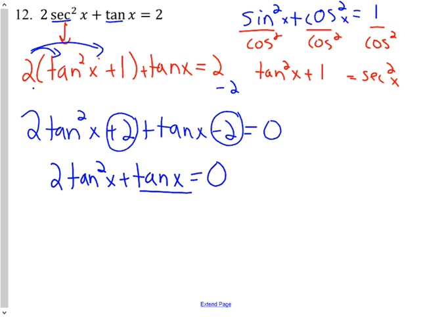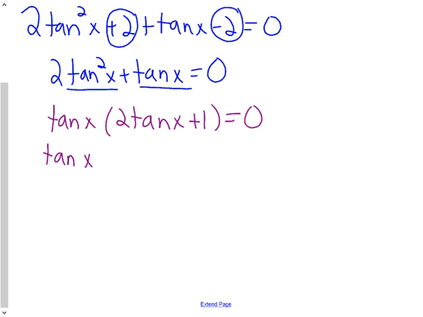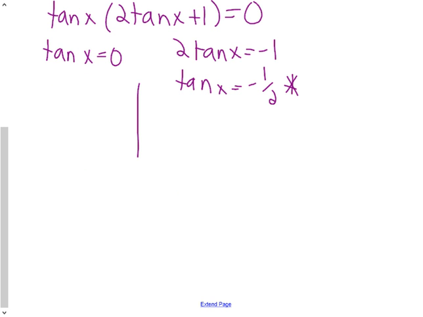They both have a tangent of x. So factoring that out by the greatest common factor, we get tangent of x times 2 tangent of x plus 1 equals 0. And this leaves us with tangent of x equals 0 and 2 tangent of x equals minus 1. Tangent of x equals minus half. Now, this is not a unit circle value here. We're going to need our calculator to figure that one out. But tangent of x equals 0 is a unit circle value.